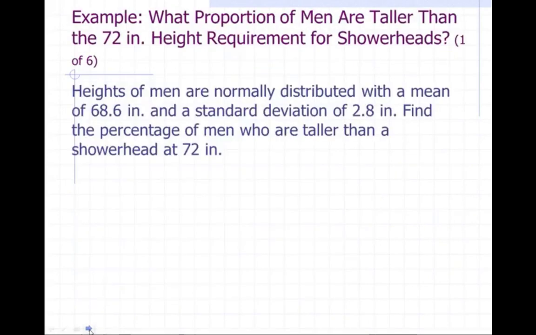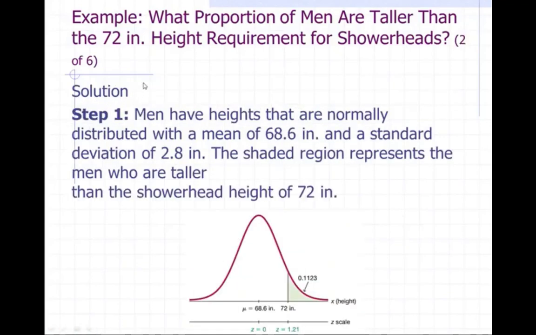Now let's look at this example: what proportion of men are taller than the 72-inch height requirement for shower heads? Okay, 72 inches is 6 feet. We know that the heights of men in the United States are normally distributed with a mean of 68.6 and a standard deviation of 2.8. Find the percent of men who are taller than the shower head at 72 inches. So how are we going to find the proportion? Well, the first good idea is to draw a picture.